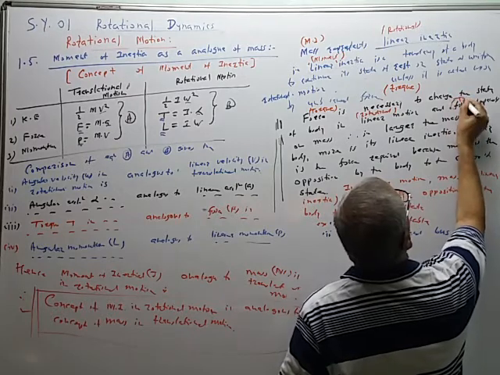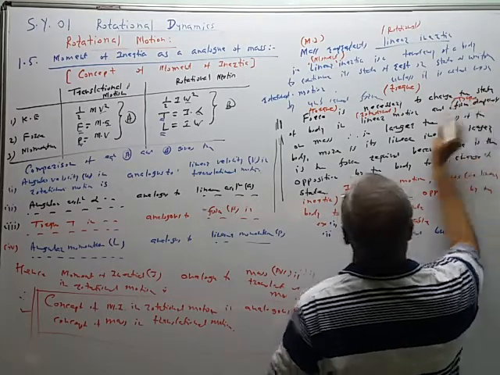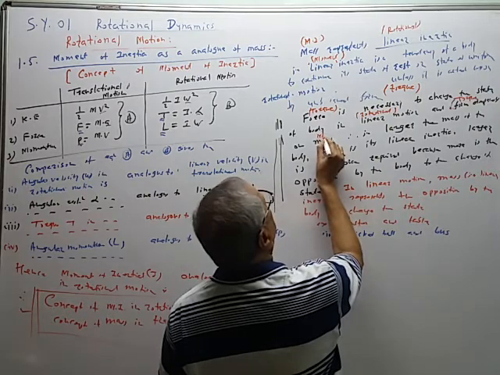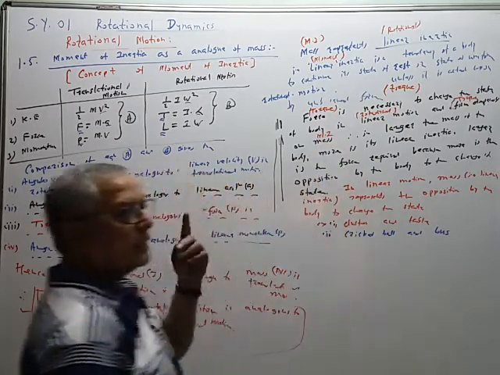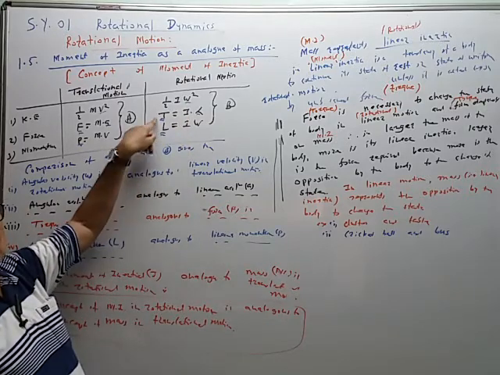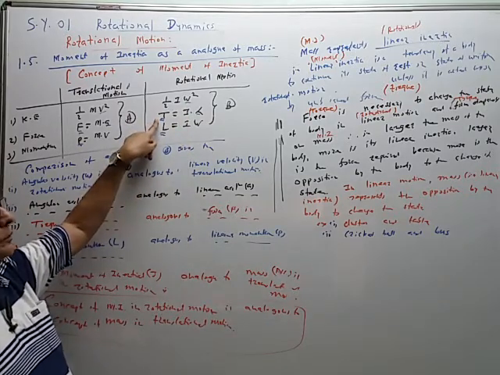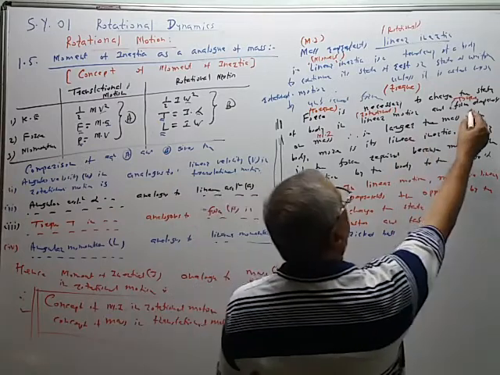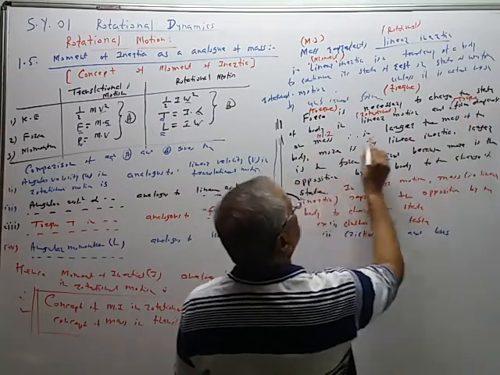And the torque depends on MI. Torque T is equal to I into alpha. So larger the moment of inertia, more is the torque required. Torque depends upon the moment of inertia.